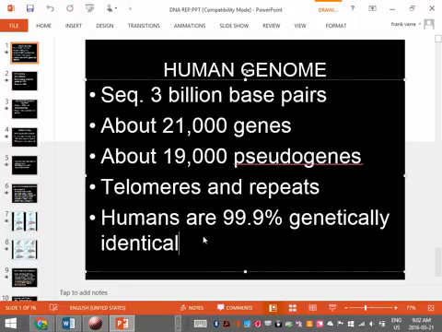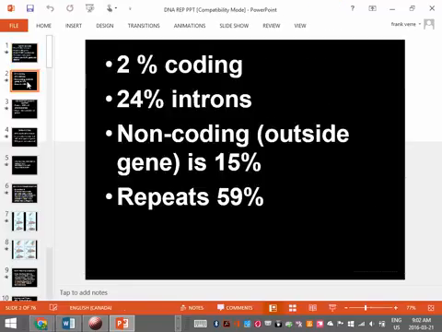Okay, but how many letters do we have? 3 billion pairs, right? So that means that 3 million pairs would be different, because 3 million represents 0.1%. So even though we are almost identical, there is still quite a bit of difference between you and I, right? That's good for you guys. You don't want to be like me, right?